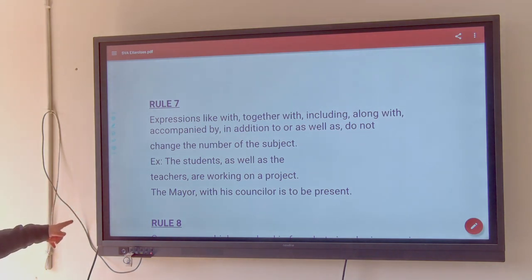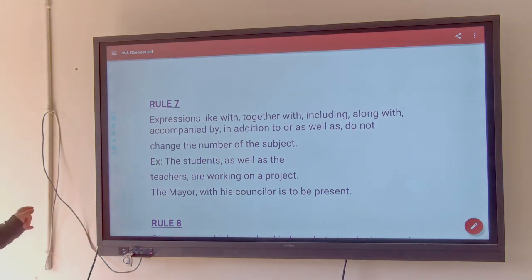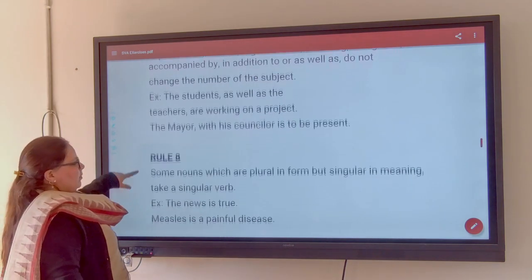Similarly, in the second sentence, you see here, the mayor, comma, with his counselor. So the mayor and the counselor, both of them are singular. So we will consider that as a singular subject, and we're using a singular verb, which is. Okay, moving on to rule number 8.